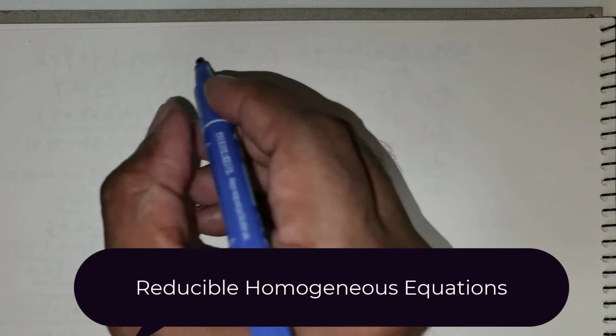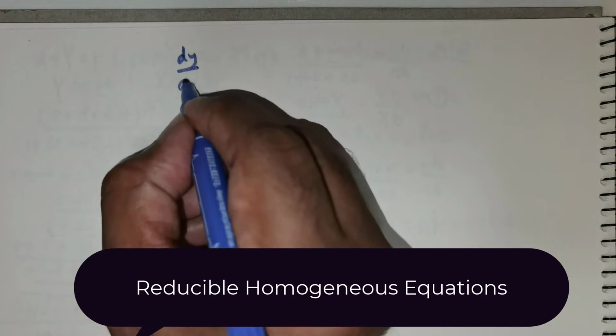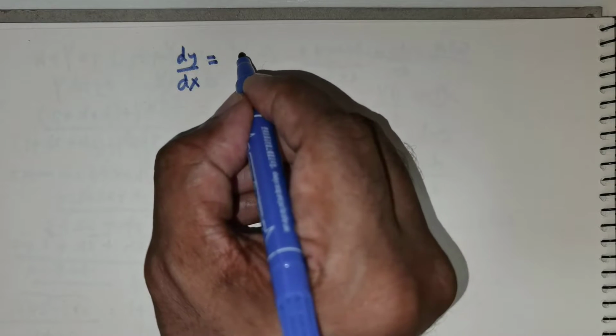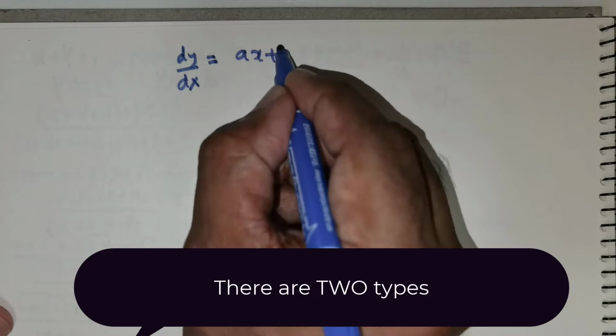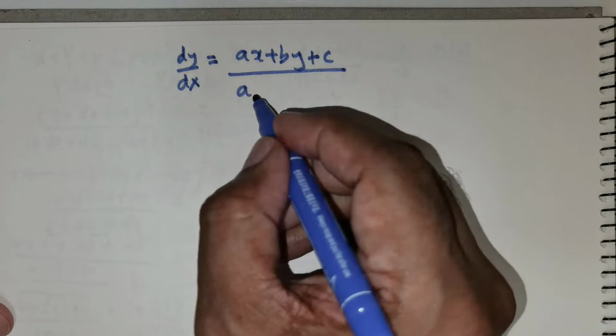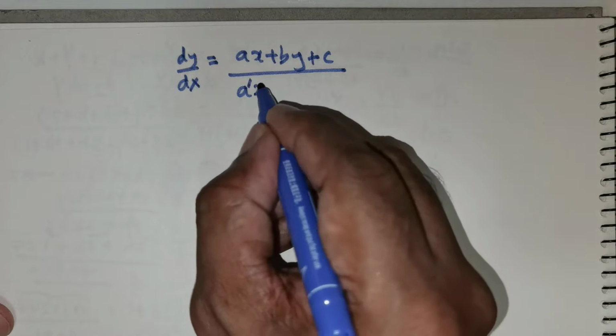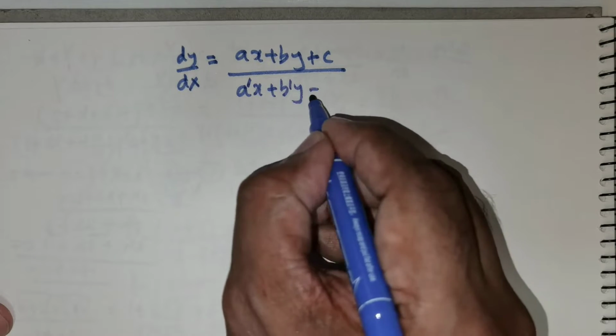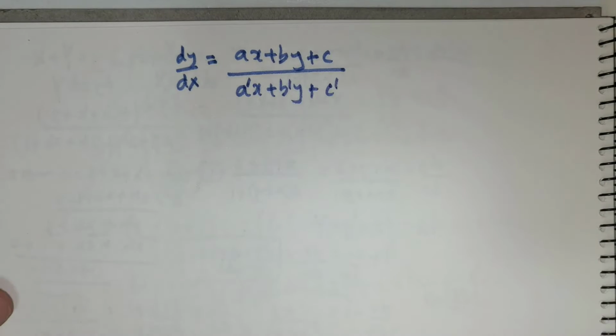Students, we are going to be looking into reducible homogeneous equations, and the type we are going to look into has two important cases. One is dy over dx is equal to (ax + by + c) divided by (a'x + b'y + c'), where the denominator is a dash x plus b dash y plus some c dash.